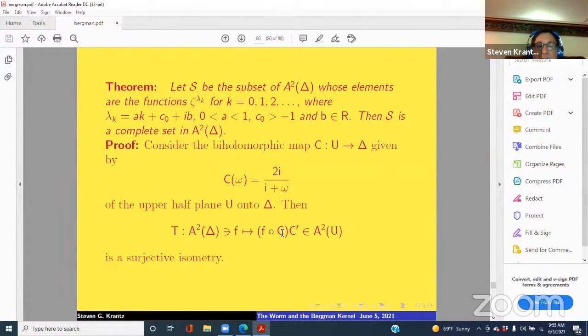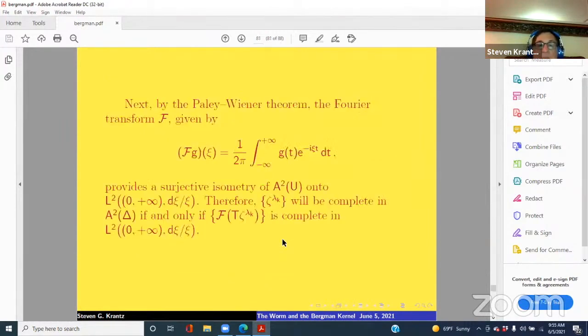And then T maps A2 of the disk to A2 of U, where T is defined by this formula right here. And C, of course, is our Cayley map. And that's a surjective isometry. By the Paley-Wiener theorem, the Fourier transform given by this definition right here provides a surjective isometry of A2 of U, the upper half plane, onto L2 of (0, infinity) with respect to the measure dc over c.